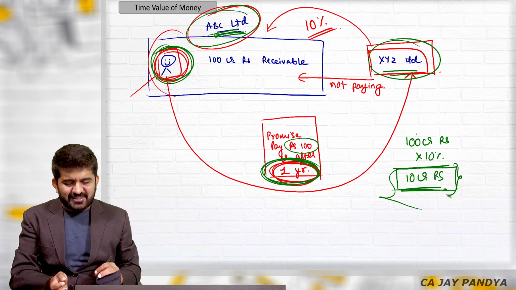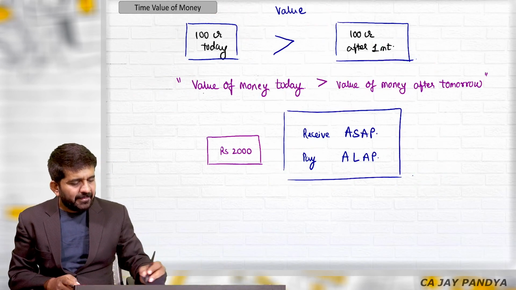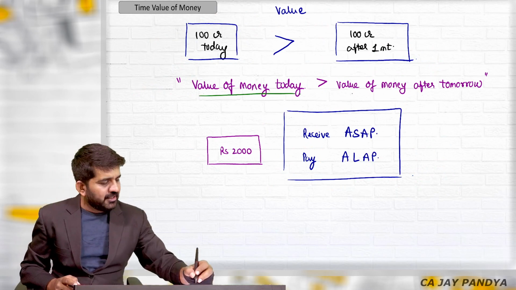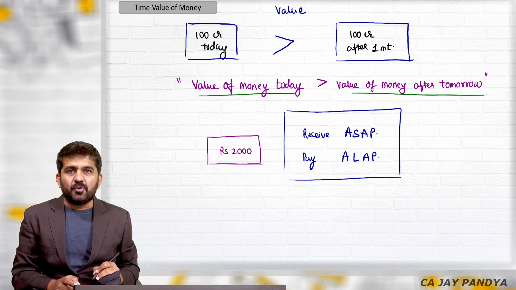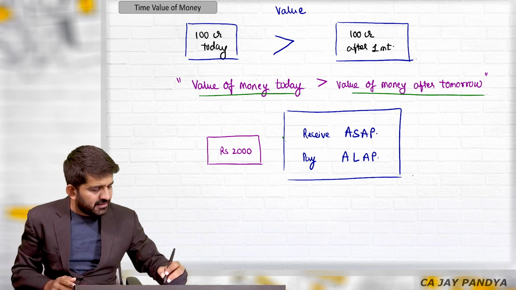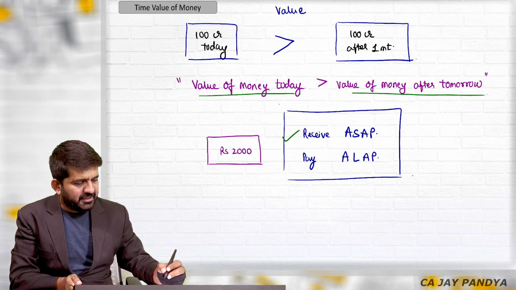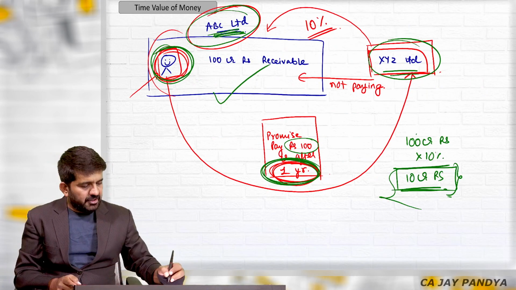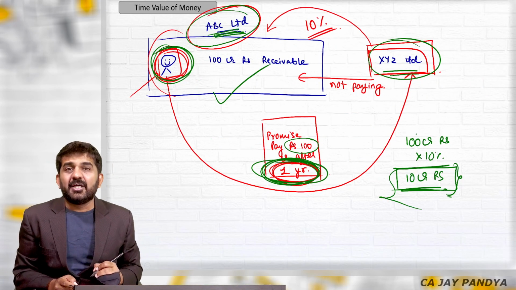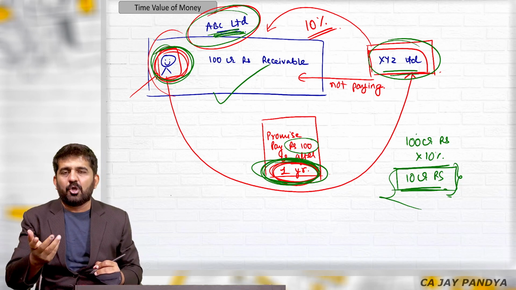We know the concept. What is the concept? Value of money today is more than value of money tomorrow. That always means receive as soon as possible. He did not know this concept. He should never have allowed 1 year. He could have allowed 1 to 3 days. The loss might be very small.